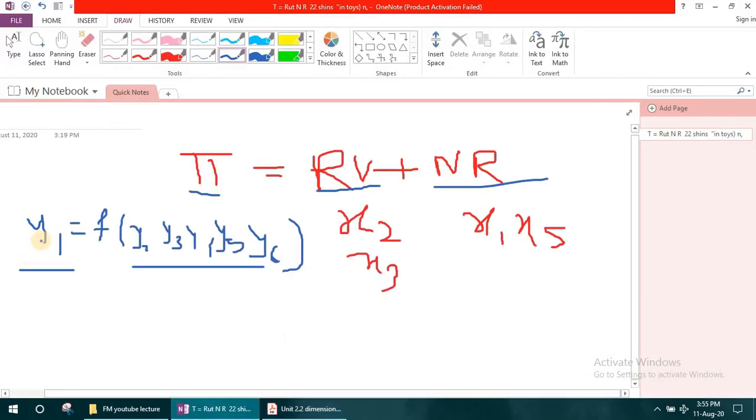So in this example, I told you that y1 is a dependent variable, and these all are independent variables. So what is the rule? This should not be a repeating variable. You can take any repeating variable out of the others.